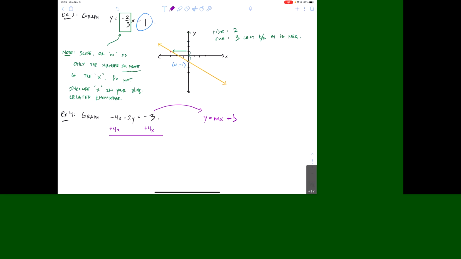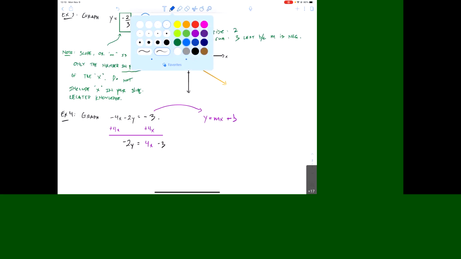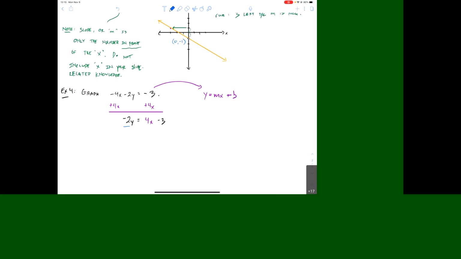Which means that the 4x's cancel. And what's still here? Negative 2y equals negative 3 and then 4x. I could have written the negative 3 in front, but since we want to stick to y equals mx plus b form, aka slope-intercept form, most people write the x term, whatever it is, 4x, 1x, 2x, negative 6x, 100x, in front like this, okay? And then you divide both sides by what? A negative 2, right?